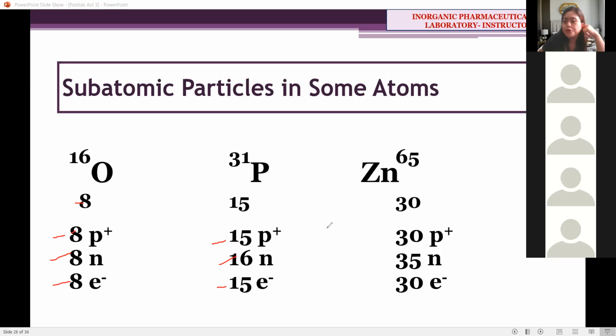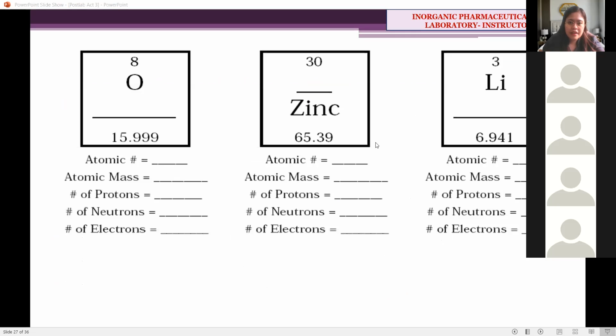That is also true for zinc. It's just reversed, the atomic number and atomic mass are placed differently here than in the periodic table. So 30 for protons and electrons, and 65 minus 30 is 35 for the neutrons. Okay, that's how you identify the number of subatomic particles.